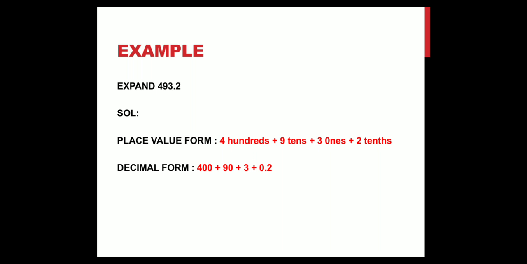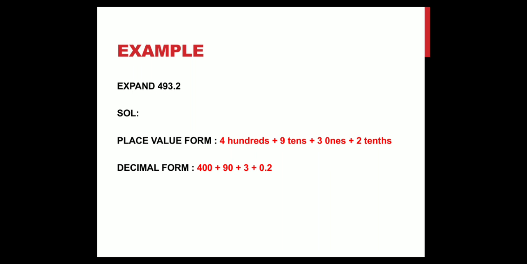Now 2 is in the tenths place value, right? So how can I write it? I can write it as 0.2. The 0 represents the whole number part, then the decimal point, then I have 2 there, so 0.2. Clear? So for the decimal form expansion, I write 400 plus 90 plus 3 plus 0.2.